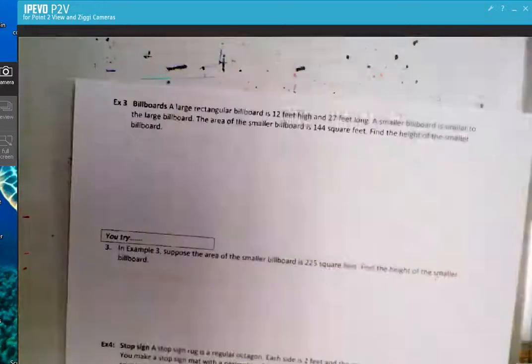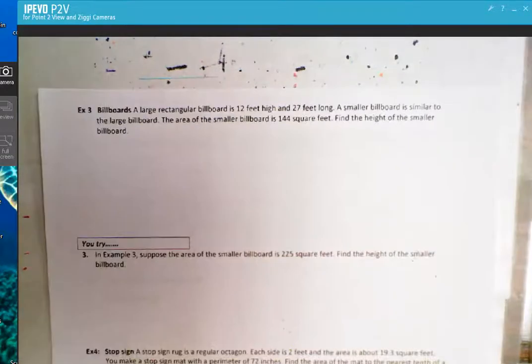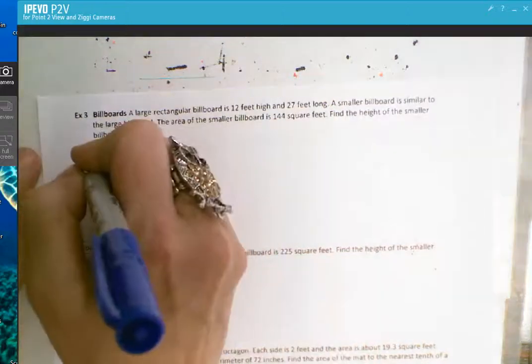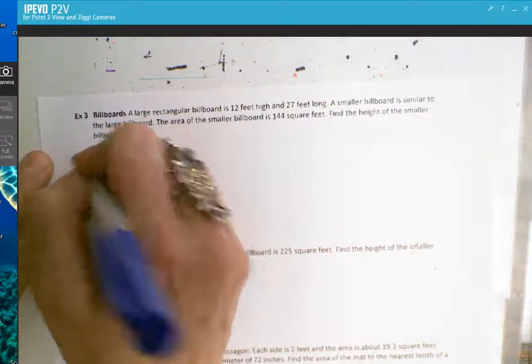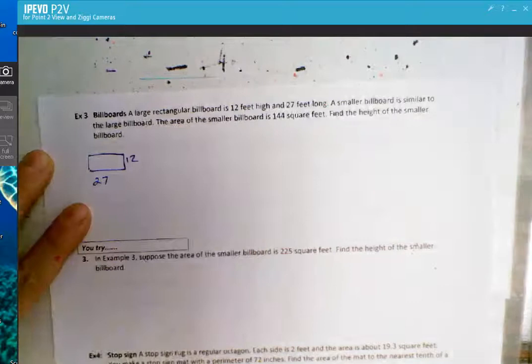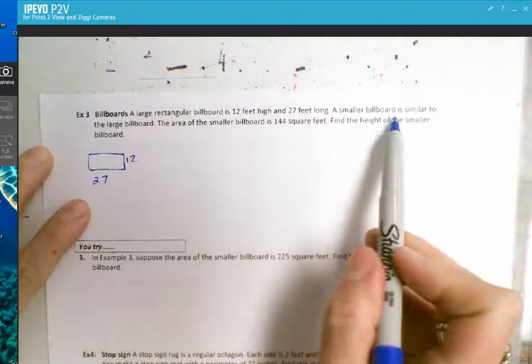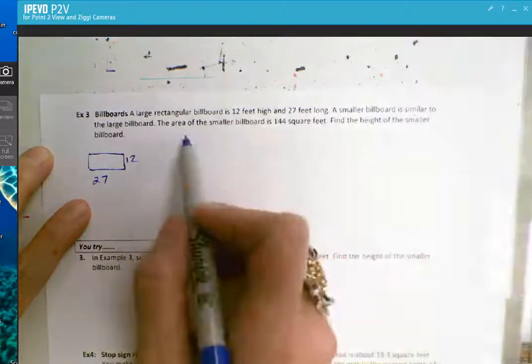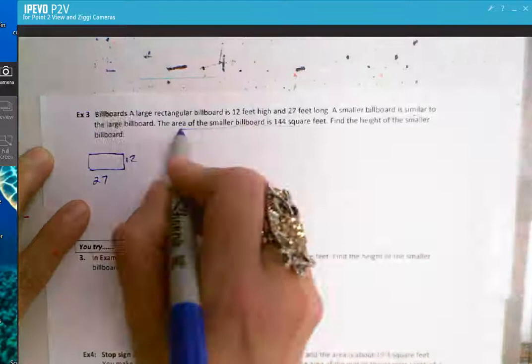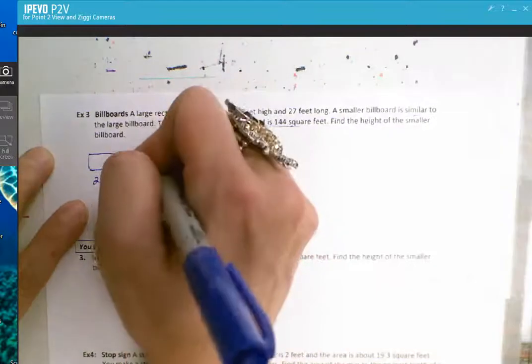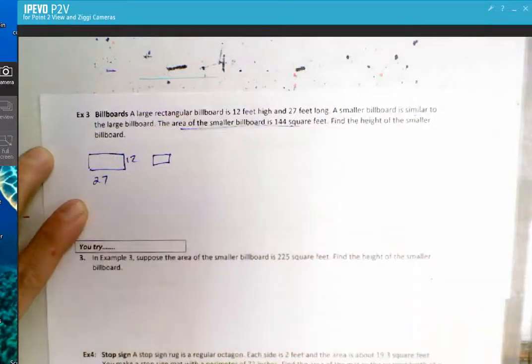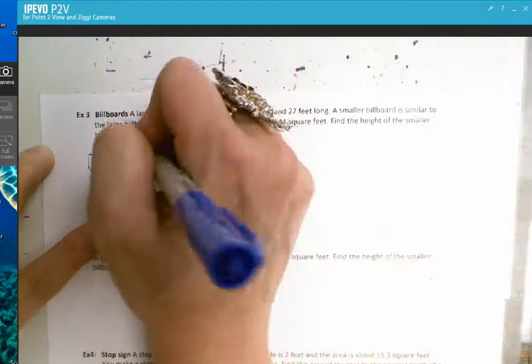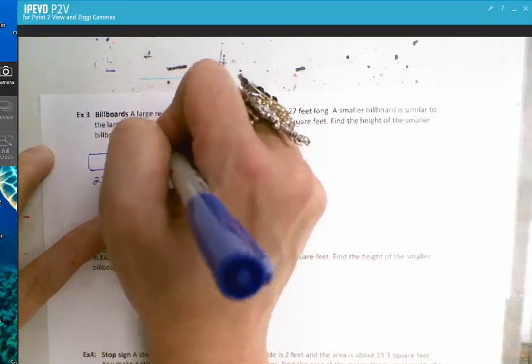Alright, let's see what we got here. Let's try another example. A large rectangular billboard is 12 feet high and 27 feet long. So I know it's 12 feet high and 27 feet long. A smaller billboard is similar to the large one, and the area of the smaller one is 144 square feet. So I know I have a smaller one shaped similarly. The area for this one is 144 square feet.